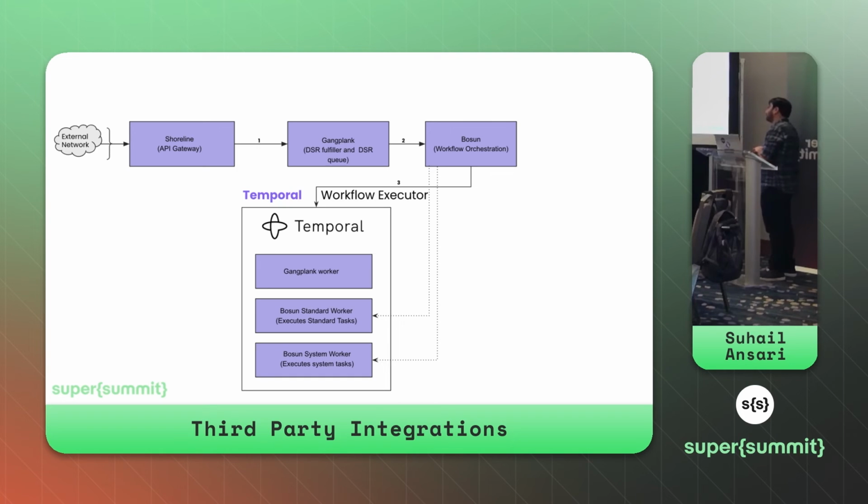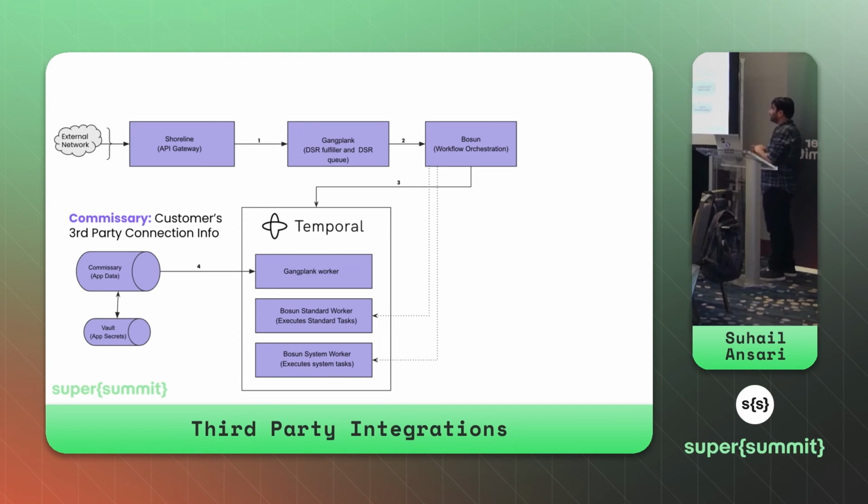Gangplank worker is the one which does the third-party API stuff. So what it does is it gets a request, and because our webhooks are stateless, we're going to talk about that. It forms a request that it's going to forward to the third-party app from our database called commissary.